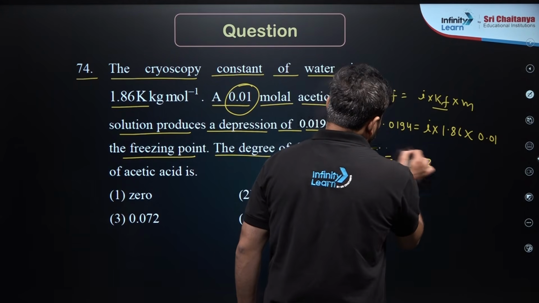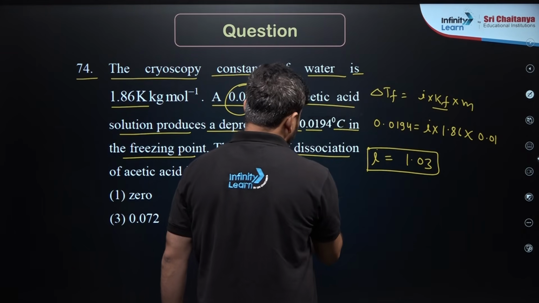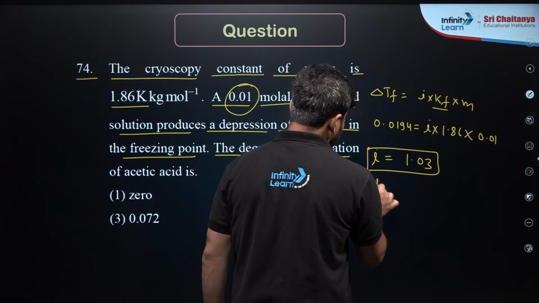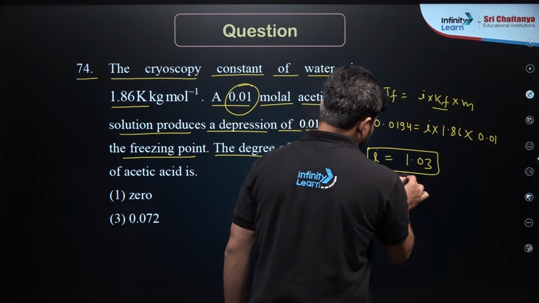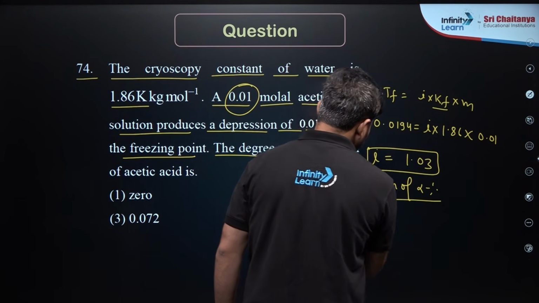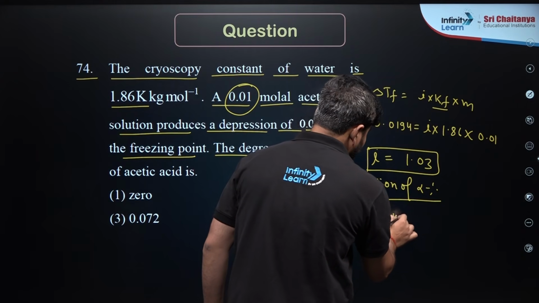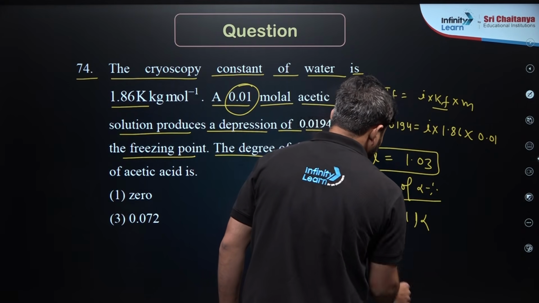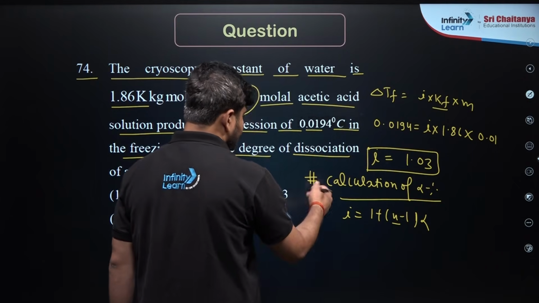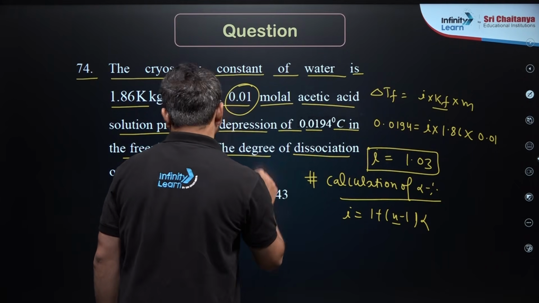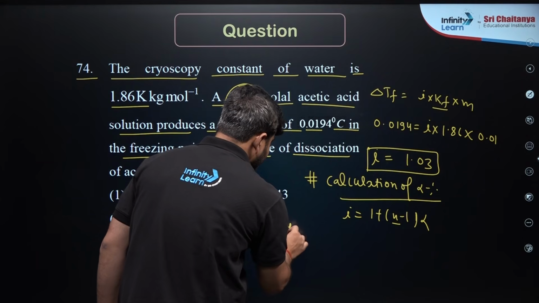Now I am going to calculate alpha. For the calculation of alpha, we use i equal to 1 plus (n minus 1) alpha. How do we write the value of n? We have to consider the dissociation. If we are doing the dissociation of acetic acid, a weak acid only, what can we write?